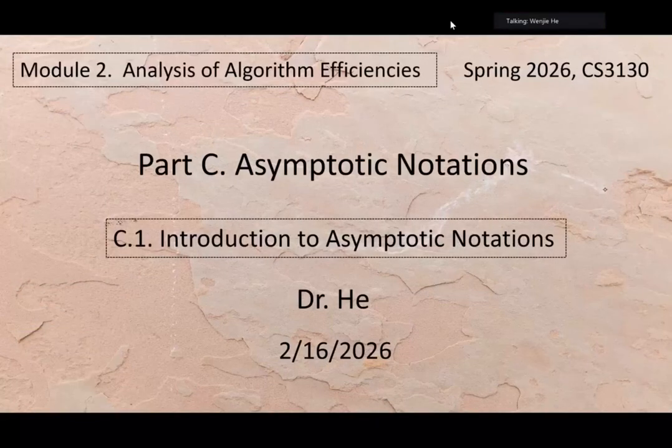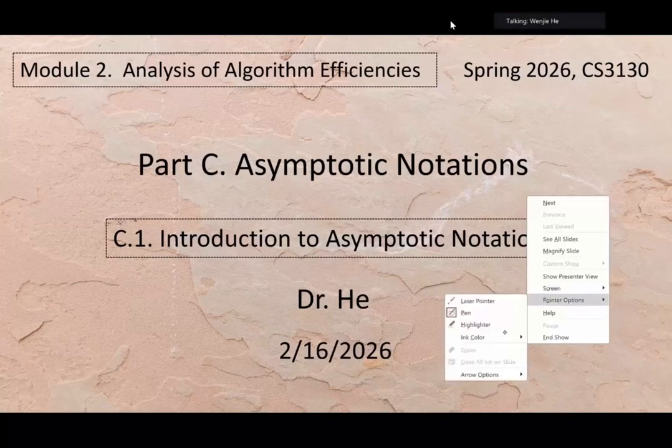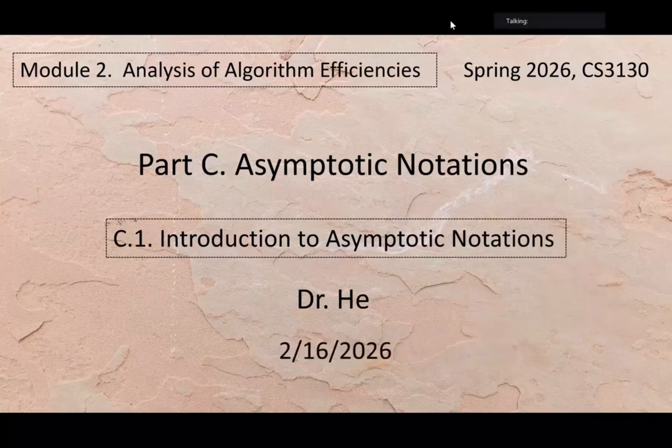Part C, asymptotic notations. Also a very abstract topic, but it is extremely important for this algorithm class, because after this topic, we will always use asymptotic notations to describe the efficiency of all our algorithms. All right. C.1, Introduction to Asymptotic Notations.